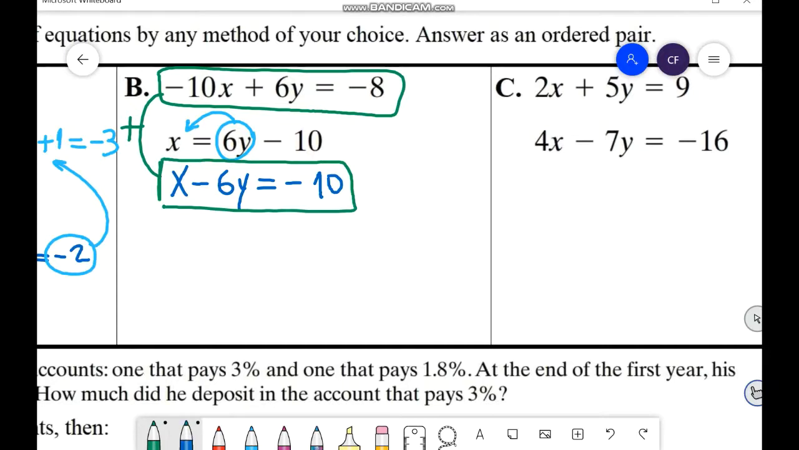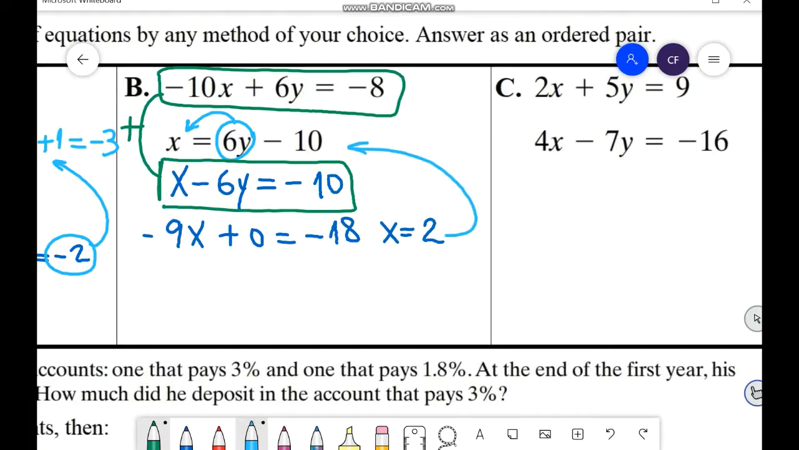-10x with x is -9x. Positive 6y minus 6y, 0. -8 with -10, -18. -9x equals -18. X equals 2, right? X equals 2. Now let's plug in x equals 2 here: 2 equals 6 times y minus 10.